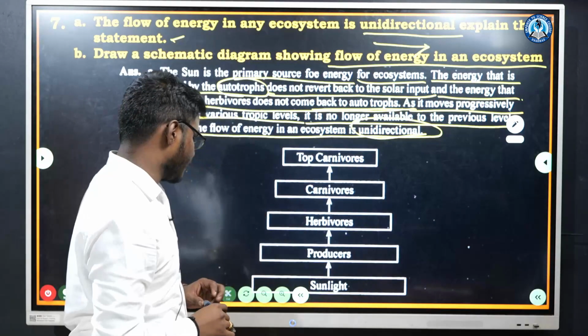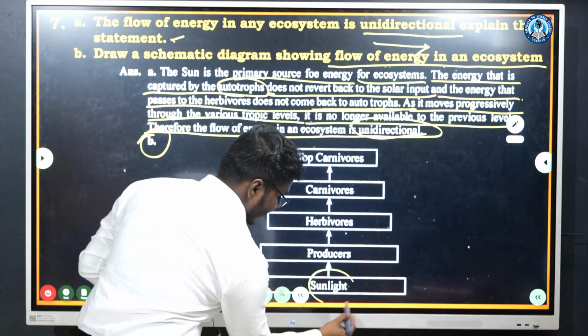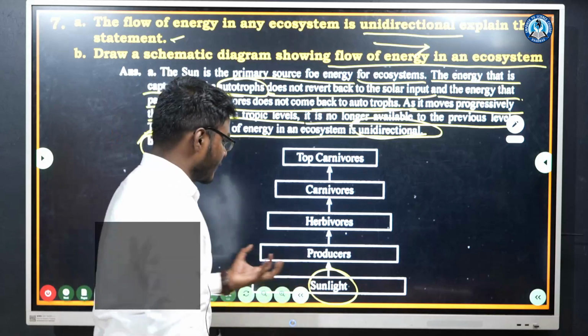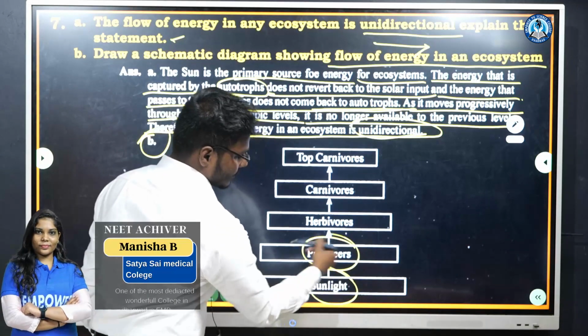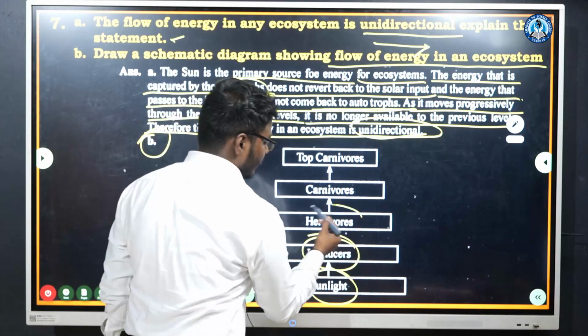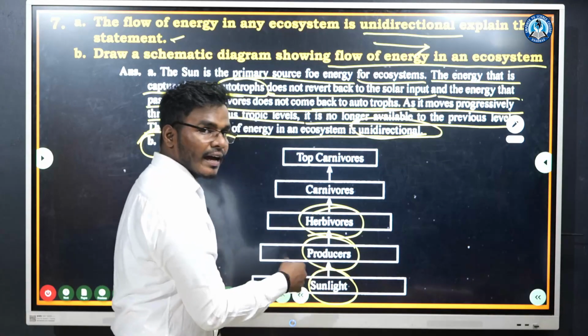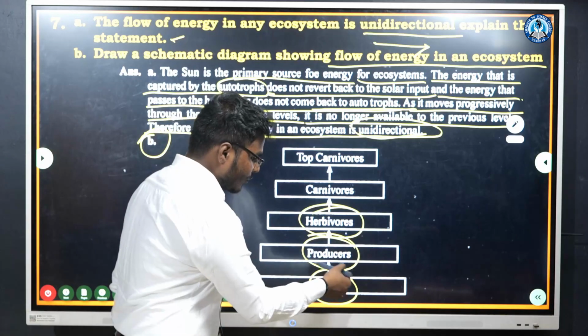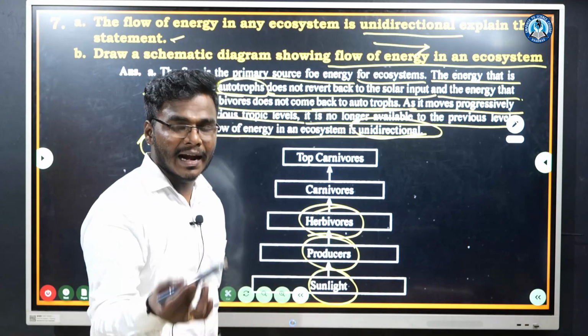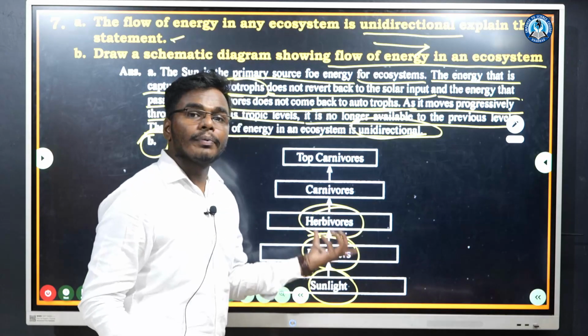Now, coming back to the second question: draw a schematic diagram showing the flow of energy in an ecosystem. So here it is sunlight. Let us start from the basics. Sunlight to the producers, then herbivores. Producers, in the sense, the sunlight provides the energy. This energy is utilized by the producers, that is the plants.